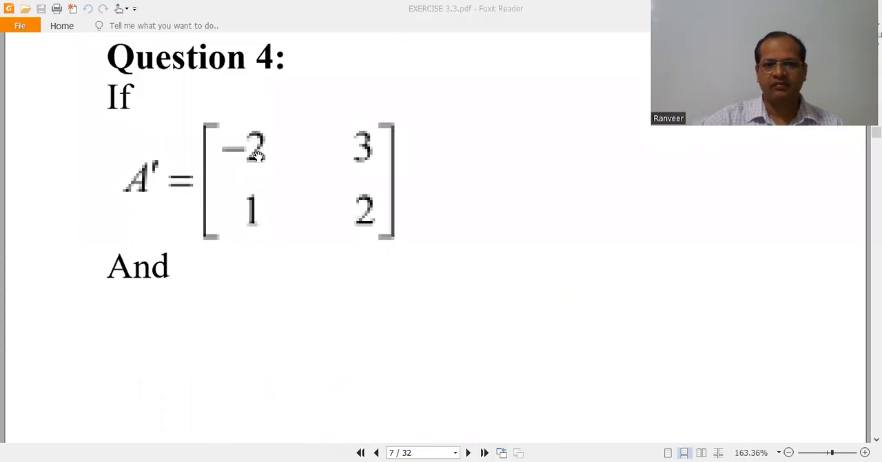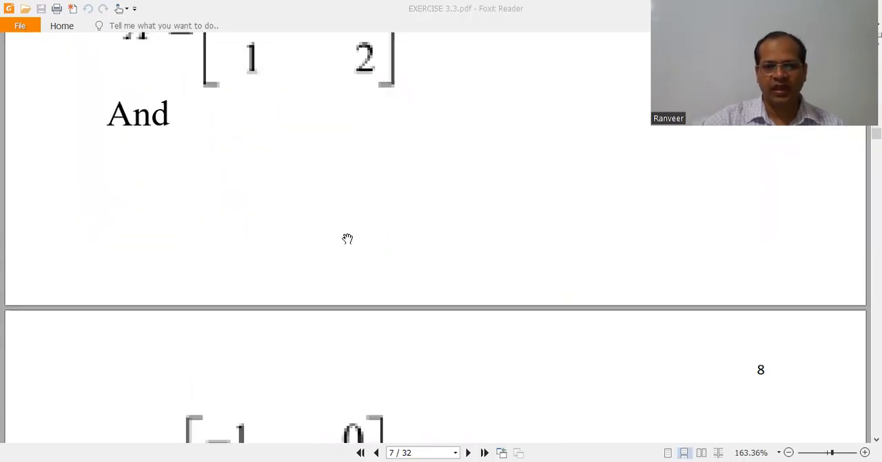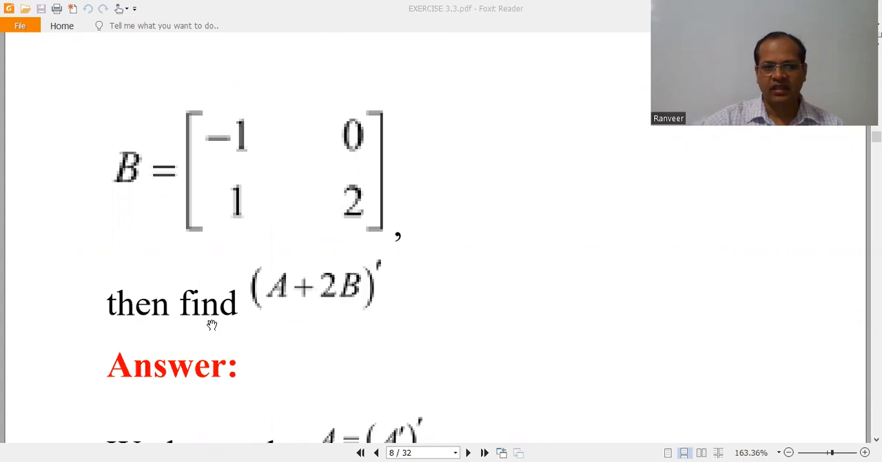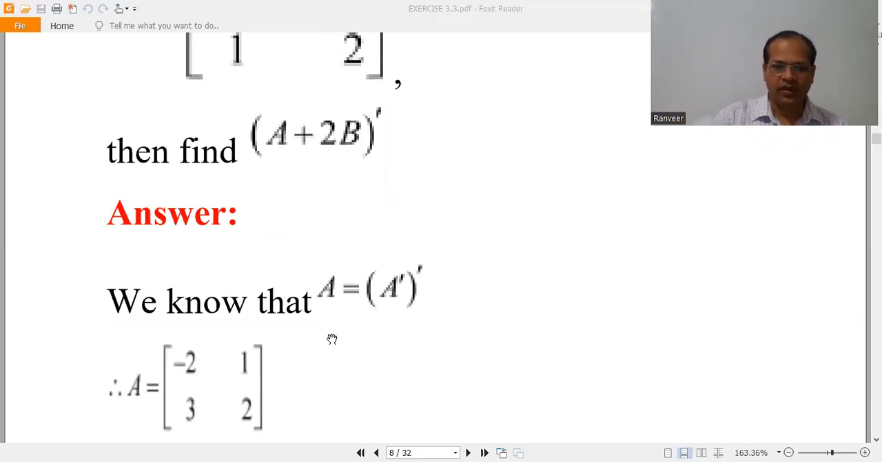If A complement is minus 2, 3, 1, 2 and B equal to this, then we have to find out A plus 2B complement. First of all, whenever the A complement is given, we have to use this value. This is very, very important. A complement of complement is nothing but the A.